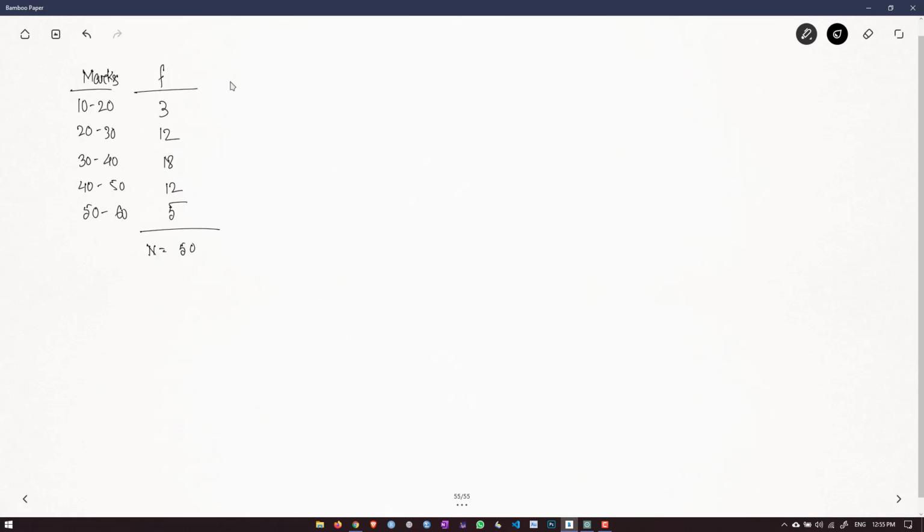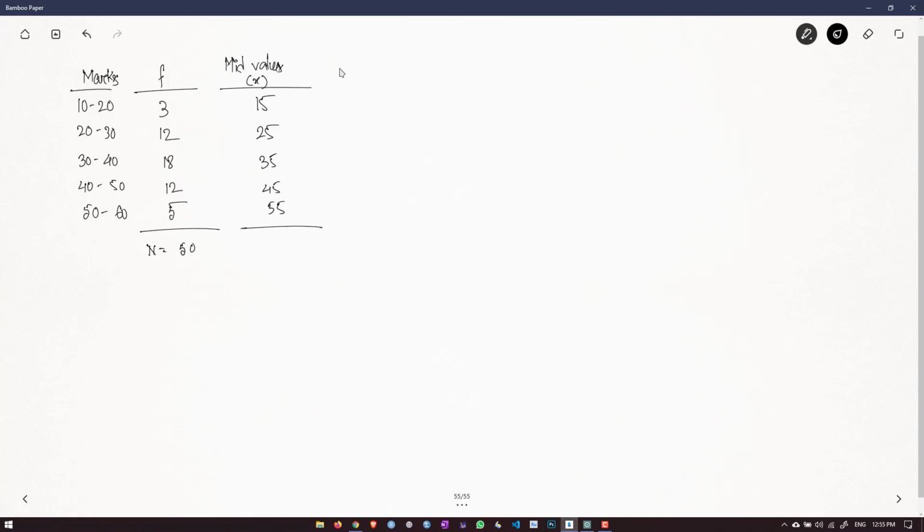Now in case of class intervals, what do we do? We calculate mid values, and these mid values act as your value of x. So what will be the mid value here? Between 10 and 20, the middlemost value is 15. Here it will be 25, here it will be 35, 45 and 55. So these are your values of x.